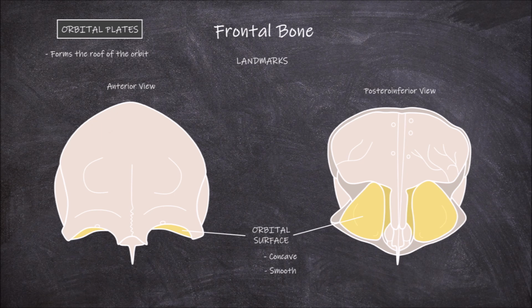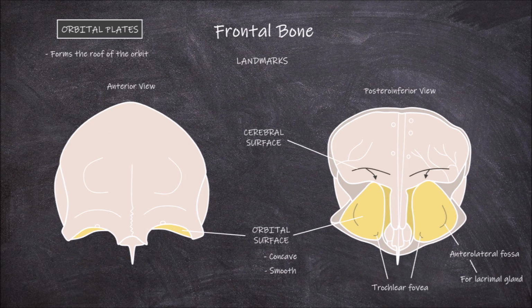A shallow depression is found on each of these plates known as the anterolateral fossa, which is for the lacrimal gland. A small depression is also found just behind the medial side of the supraorbital margin known as the trochlear fovea. The second surface is the cerebral surface, which isn't quite visible from these viewpoints.